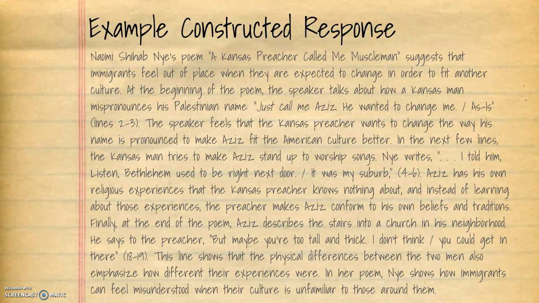Lines 18 and 19. These lines show that the physical differences between the two men also emphasize how different their experiences were. In her poem, Nye shows how immigrants can feel misunderstood when their culture is unfamiliar to those around them.